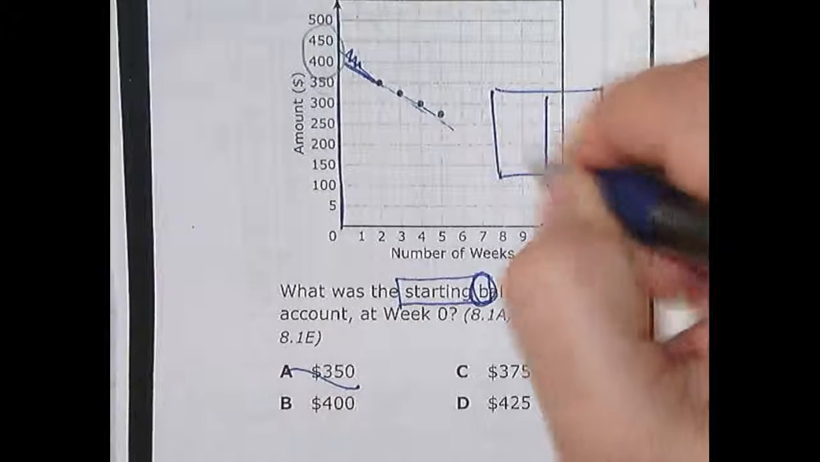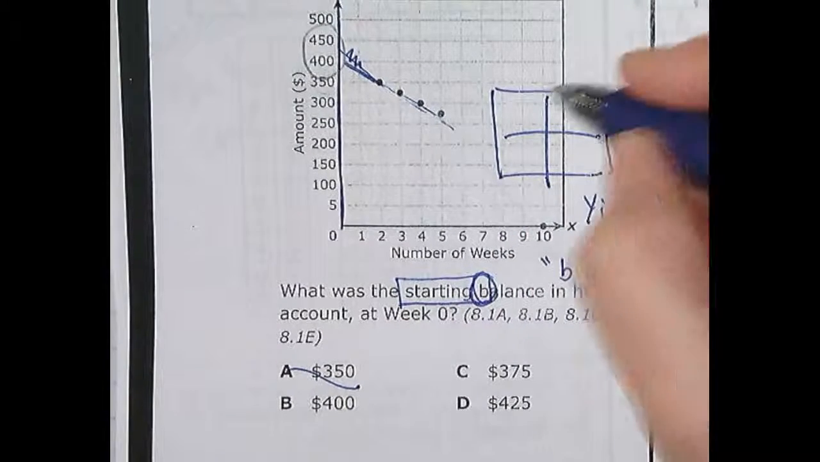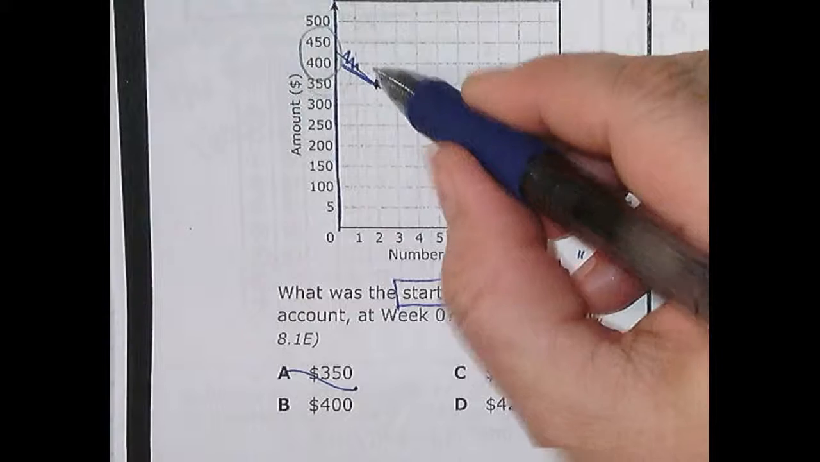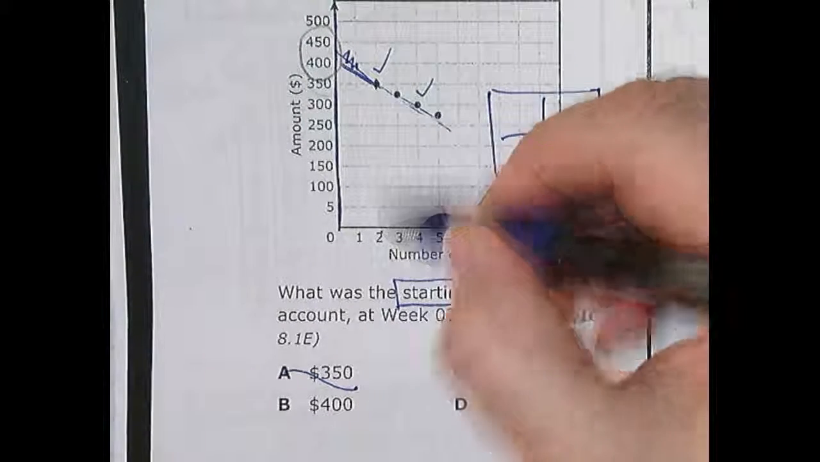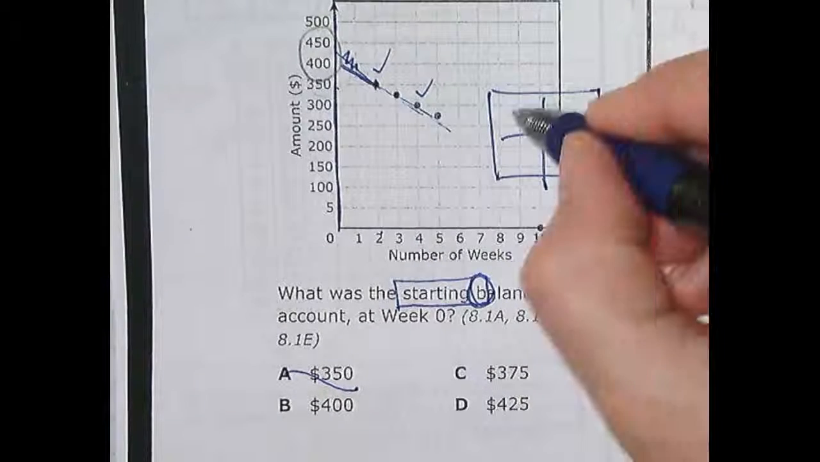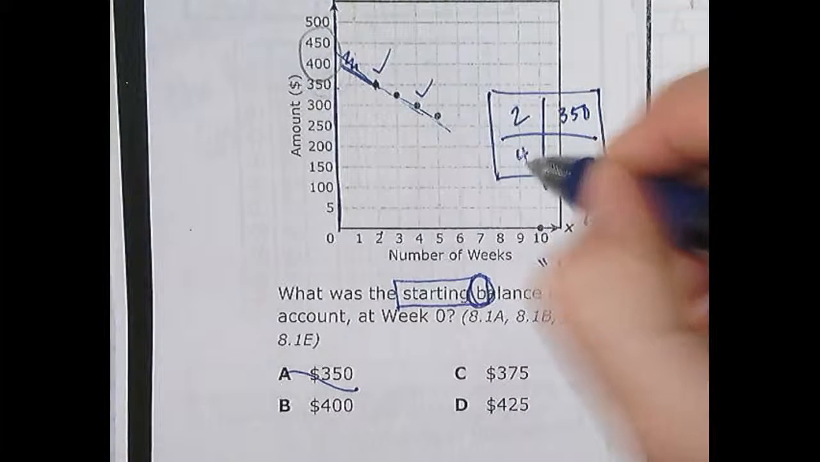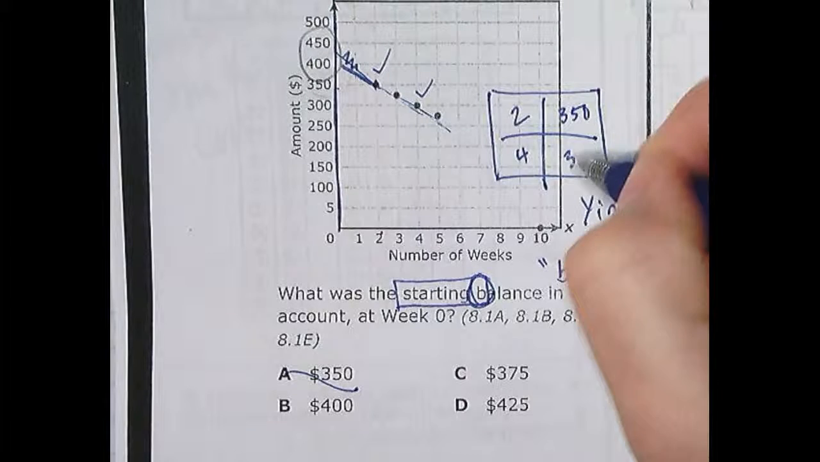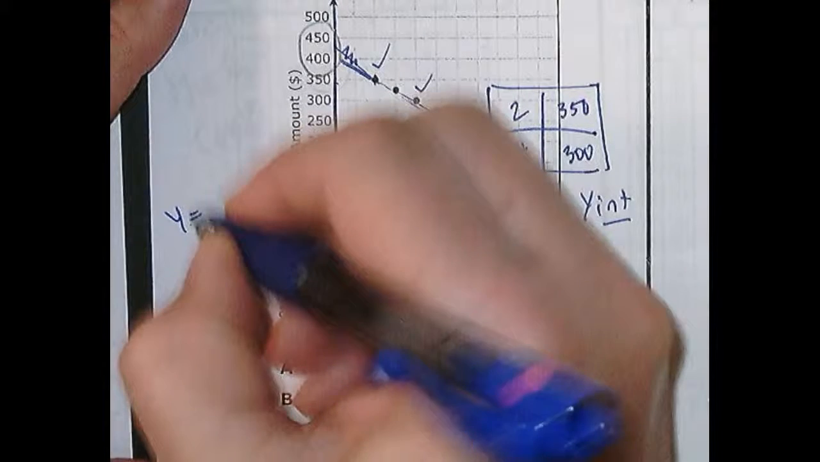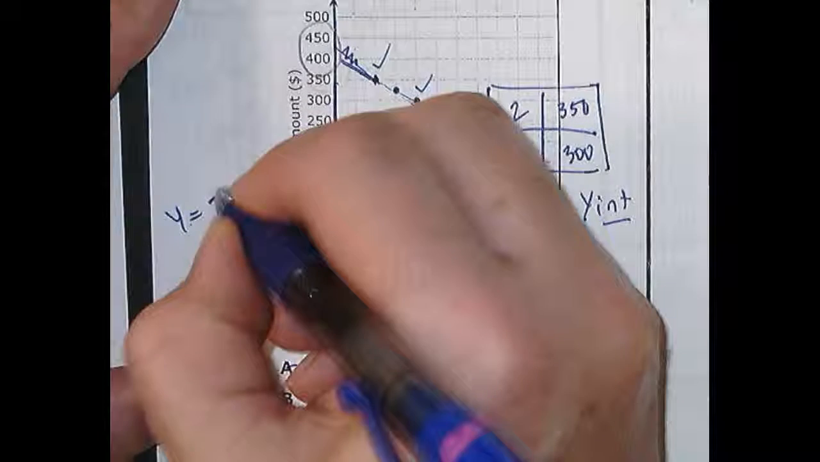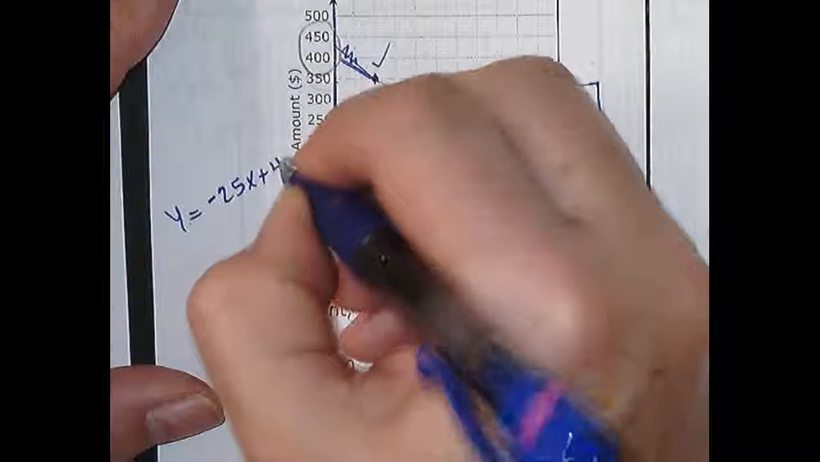My calculator does a better job than I do. And so that one I like, and I like that one. There were whole numbers. And remember, when you put this in, that's going to be x first, y second. So that's 2, 350. And I believe the other one was 4 and 300. And when you put it in, you get, let me remember it, y equals, I think it's negative 25x plus 400 or something like that.